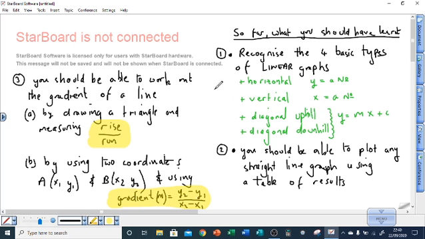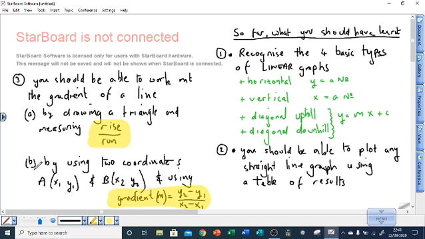Three, you should be able to work out the gradient of a line. Now that is using one of two methods, and you need to know both. First of all, if you've got the graph in front of you, then we find a nice point high up, we find a nice point low down, and we drop a vertical and a horizontal, and we use the scale on the axis to count the vertical increase, the rise, and the horizontal increase, the run. The rise will be positive if you're going up, and negative if you are falling. The run will be positive.